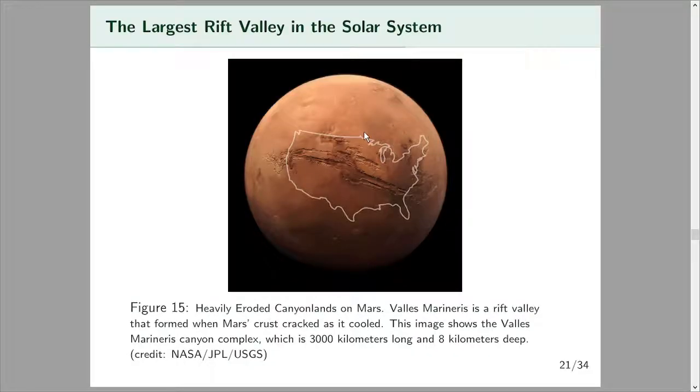Mars has another interesting feature. Valles Marineris is a rift valley, and for comparison, there's the United States. A rift valley has to do with the fact that the crust was heated from below and cracked. Unlike, say, the Grand Canyon, which was produced by a river, this was produced by heat from below, causing the surface to expand and crack. Thousands of miles long.